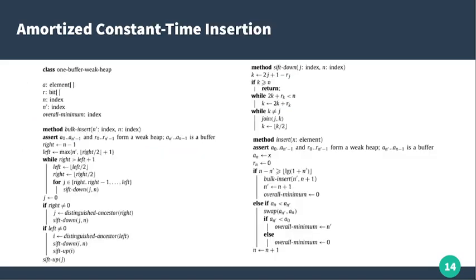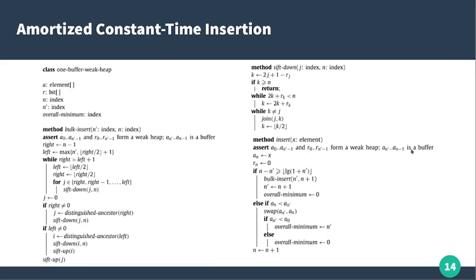Now I will explain the amortized constant time insertion that is done using a one-buffer weak heap. The intuition behind the amortized constant time insertion is that the number of nodes that need to be considered almost halves from a level to the next higher level. So the insert is modified so that for any intermediate sequence of operations, the amortized cost of insert is a constant. Here the key idea is to split the element array into two parts. That is, the first subarray contains a weak heap and the second subarray contains a buffer.